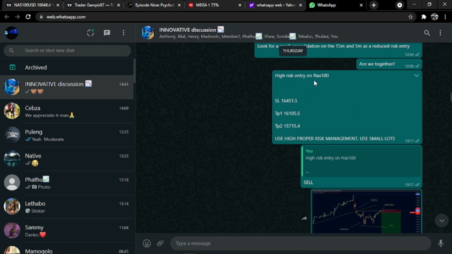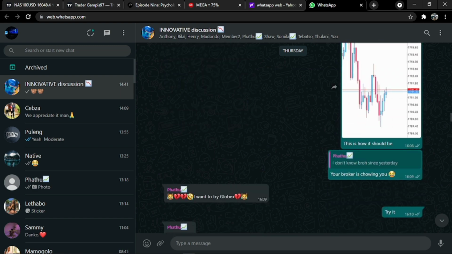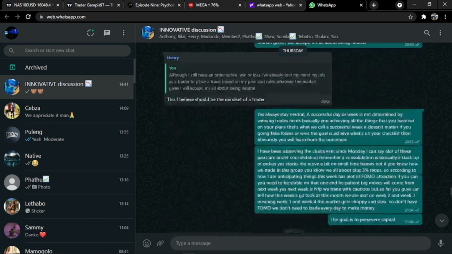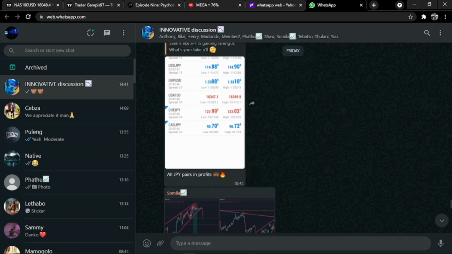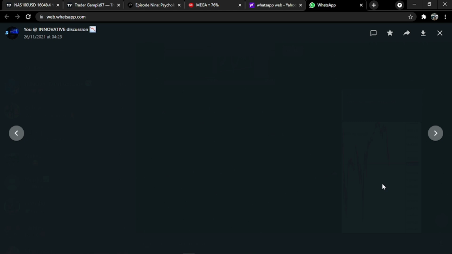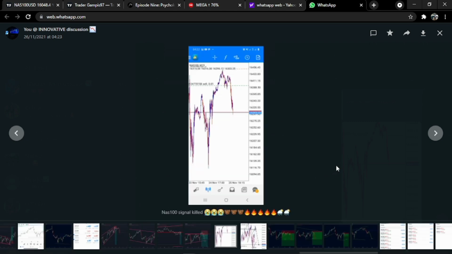As you can see, high risk, NAS100 USD SL, TP levels. Use proper risk management, use small lot size. We were able to catch it. It played out very well, even though it took a bit of a long time, but it managed to pay us at the end of the day. This was the trade.